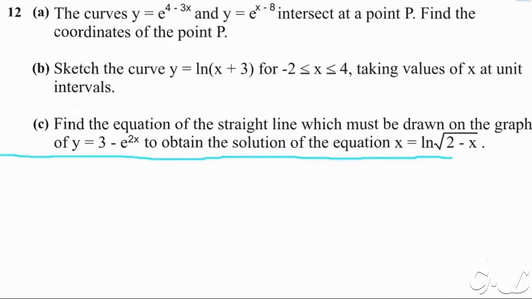Okay, so we are starting with A. A says the curves y is equal to e to the 4 minus 3x and y is equal to e to the x minus 8 intersect at a point P. Find the coordinates of the point P. We are starting with part A.